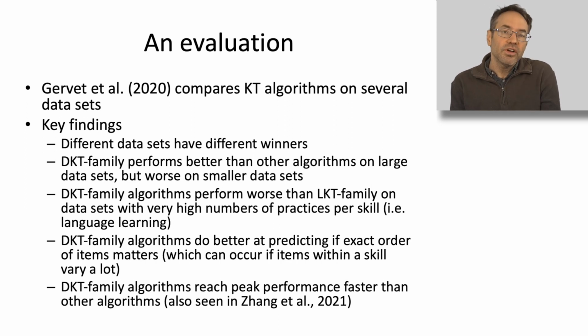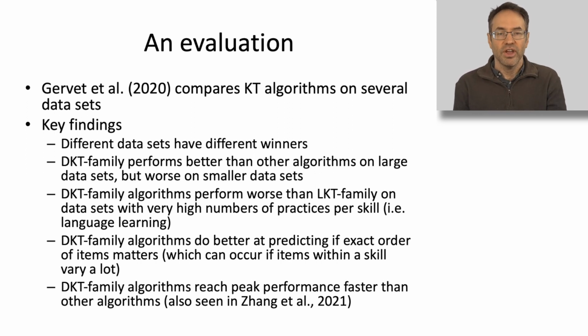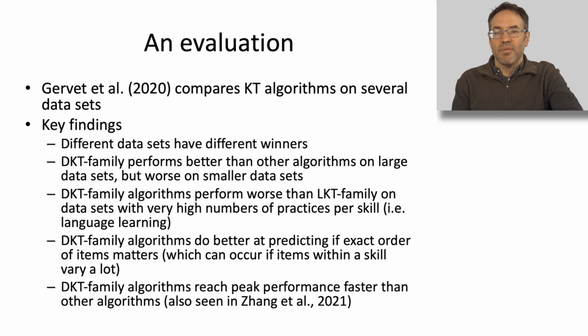My current favorite, even though it's now 3 years old, is Gervais et al., who compare a bundle of KT algorithms on several datasets. And I love that not only were their methods solid, but that they looked across a whole lot of datasets. Some of their key findings: different datasets have different winners. A surprising number of DKT family papers are on a single dataset, and Gervais et al. find that that's always going to lead to getting an idiosyncratic winner.